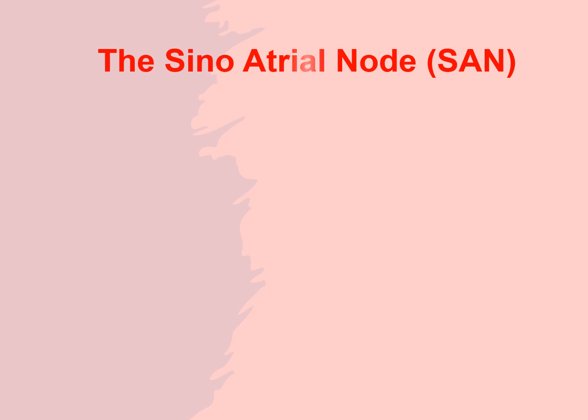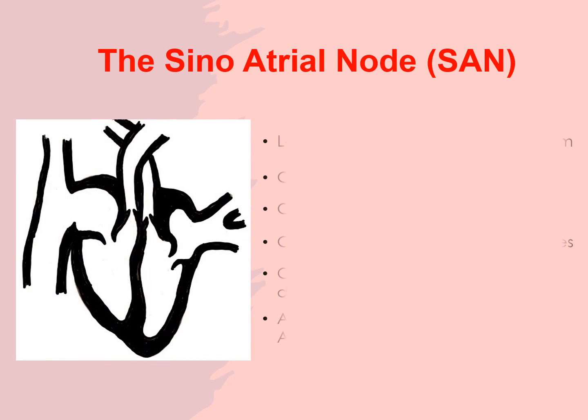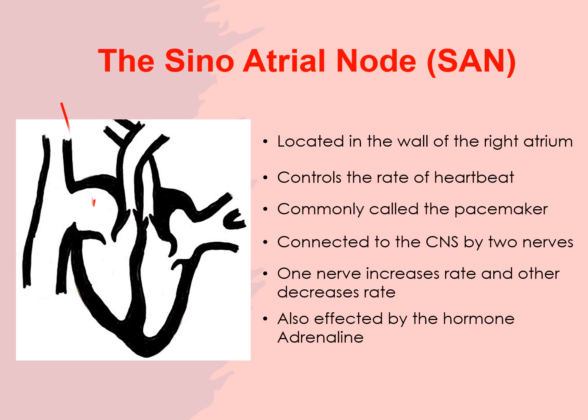The sino-atrial node, or the SAN, is an important part of the heart. It's located in the wall of the right atrium. This controls the heart rate and is normally known as the pacemaker. This is connected to the central nervous system by two nerves, a sympathetic and a parasympathetic nerve. The sympathetic nerve increases the rate of the heartbeat, and the parasympathetic nerve decreases the rate of the heartbeat.